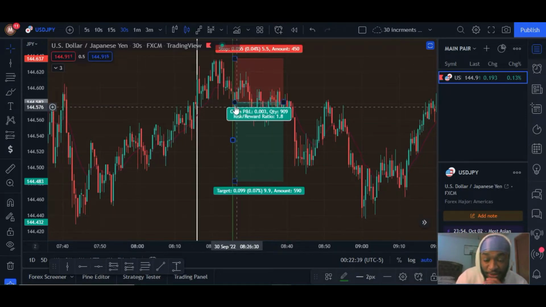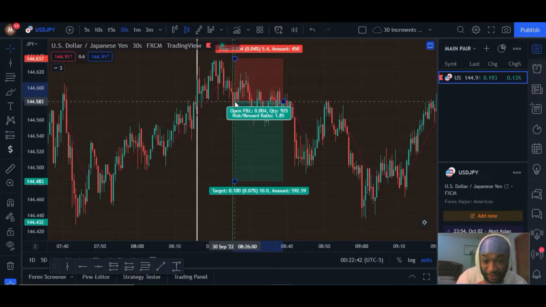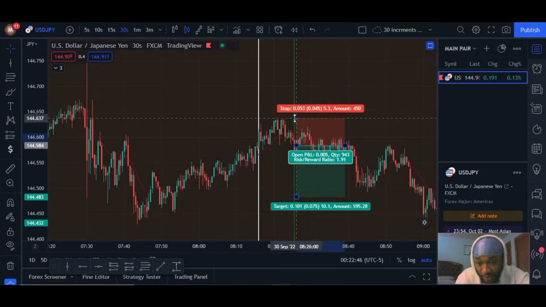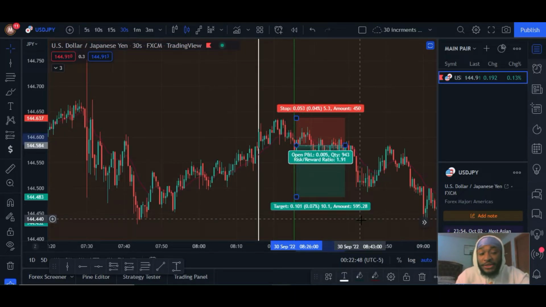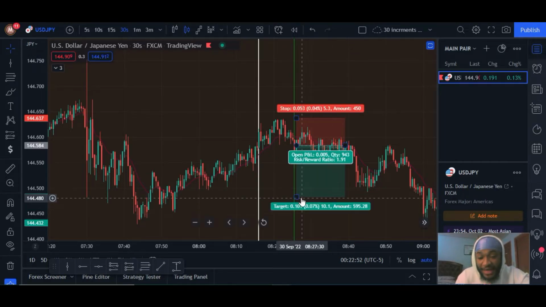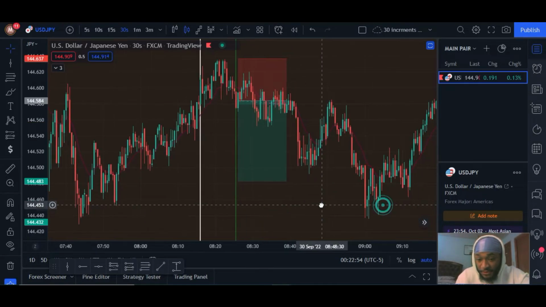So as soon as I do this, I'm entering. So I entered it somewhere around here. I'm putting my stop loss at the previous high, which was up there. And for me, I'm always on USD JPY. My stop losses are like 5 to 7 pips, and my take profit is always going to be 10 pips.